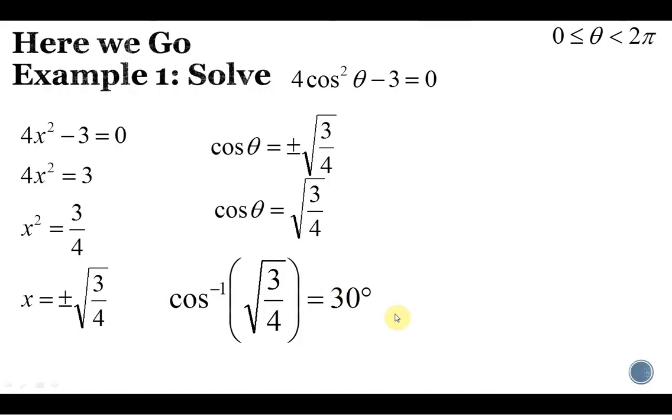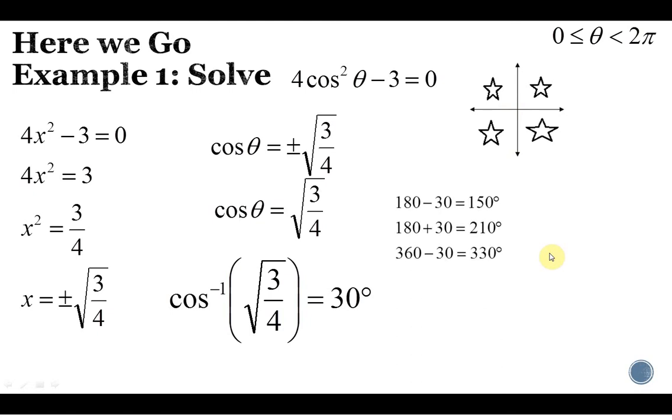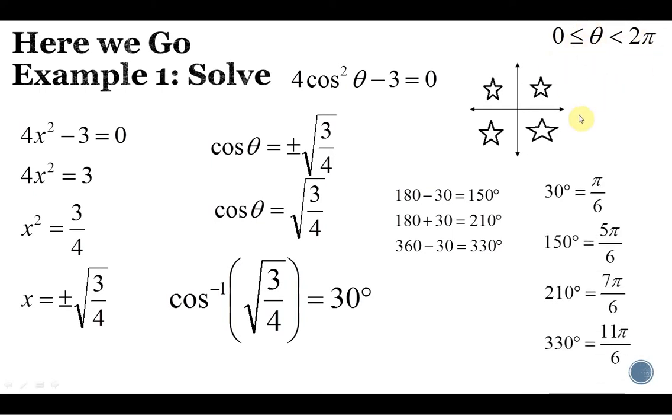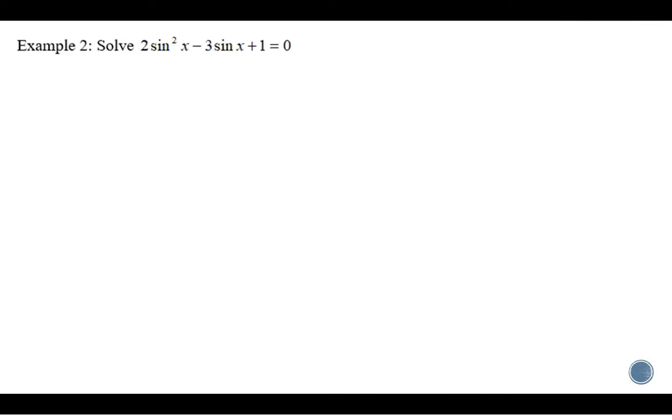If we go back to the original equation, we're looking for where it's positive and negative. That means all 4 quadrants are going to work, with a reference angle of 30 degrees each. And notice up here, it was from 0 to 2 pi, so your answers need to be in radian measure. List them at the end: theta equals those four values.